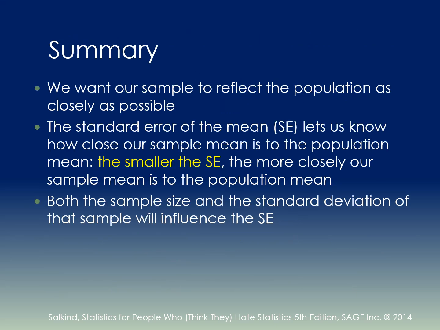So we're at the end here, and let's just summarize what we've done today. Sometimes the summaries are a lot easier. It's easy to get lost in this rabbit hole of trying to figure out what is going on when we introduce a new concept. But here we go. We want our sample to reflect the population as closely as possible. Of course we do, because we're making inferences, and a lot of statistics is about inferences. We can use the standard error of the mean to give us an indication of how close the sample mean is to the population mean. The smaller the standard error, the closer our sample mean is to the population mean.